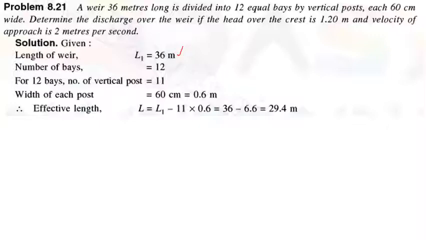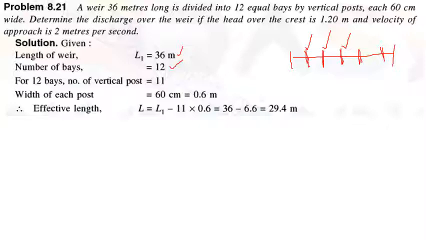Number of bays, that is the number of portions into which the weir is divided, is 12. So number of posts is 11. That is, if this is the weir over which the water is flowing, it is divided into sections. How many sections? 12 sections. So to divide it into 12 sections, you need 11 vertical posts. This is one vertical post. Like this, you have 11 vertical posts which divide the weir into 12 bays.